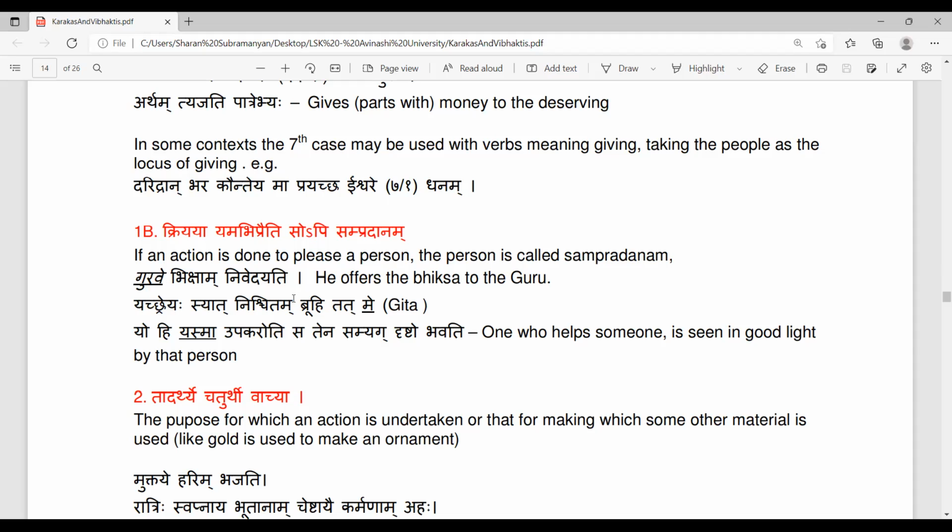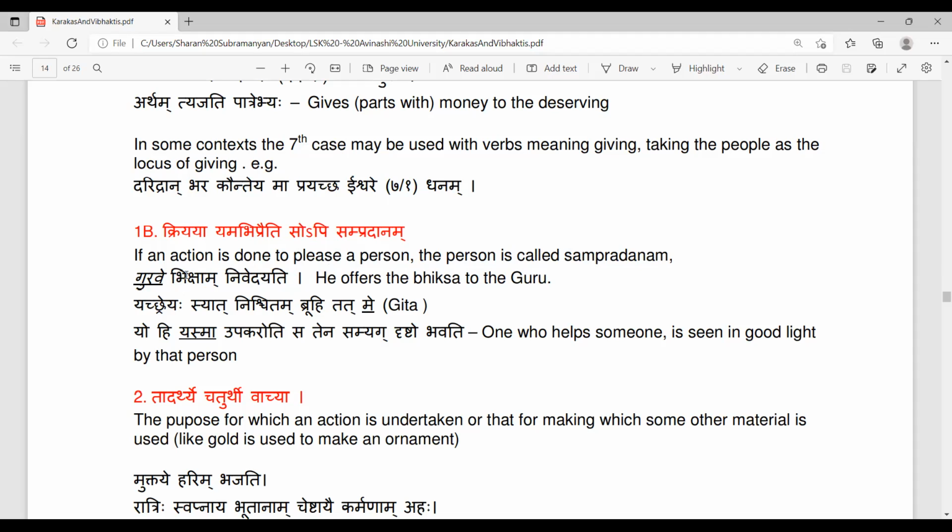Example. Gurave bhiksham nivedayati. Nivedayati, he offers, he invites. Whom does he invite? He invites Guru. Gurave bhiksham nivedayati. He offers bhiksha. Bhiksha is a karma. Kaha shishyaha, you can say. Shishyaha nivedayati. Shishya offers. What does he offer? Bhiksha. And that is karma.